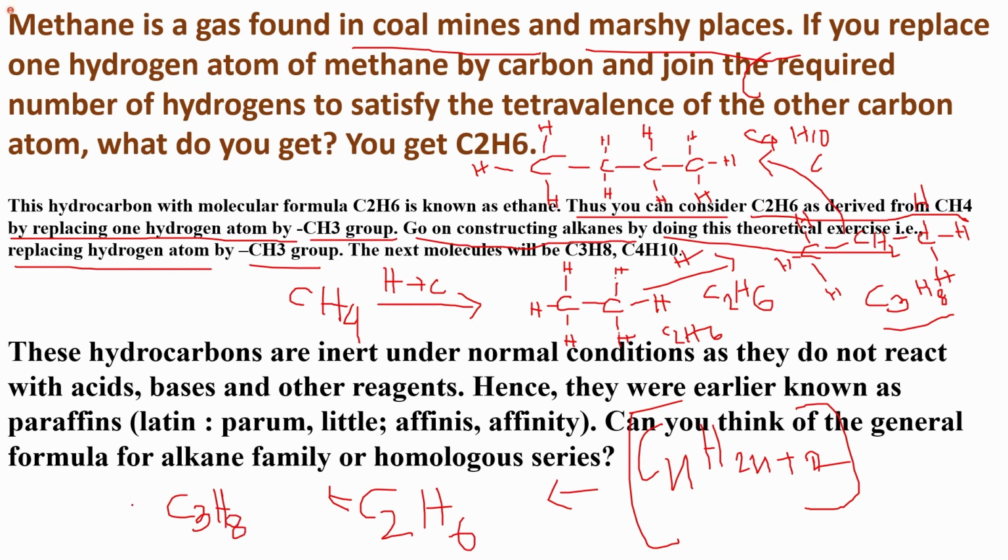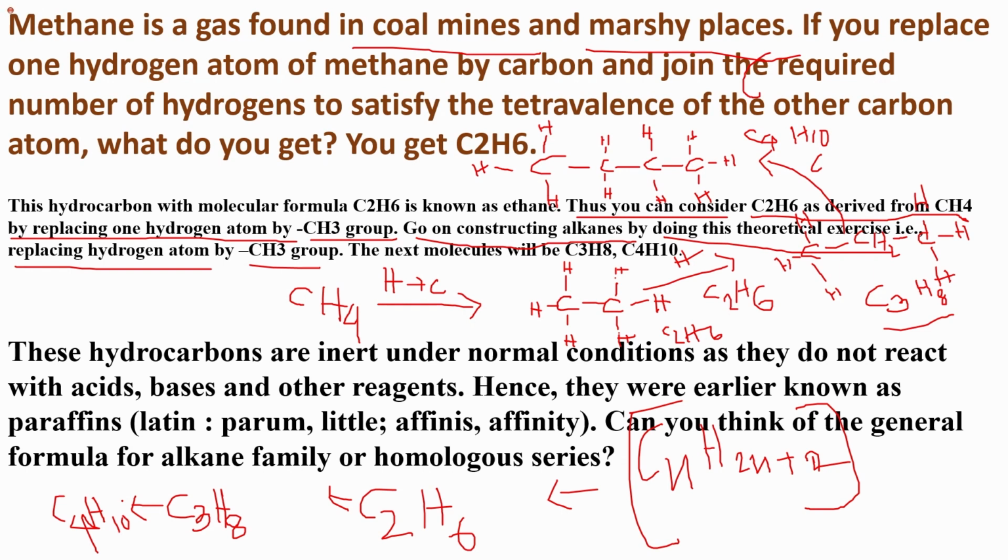So these are all alkane moieties. Now you go to the C4 system. How many hydrogens? 4 into 2 means 8, 8 plus 2 means 10. So that is CnH2n+2, C4H10. So now we have C4H10, C3H8 and C2H6.